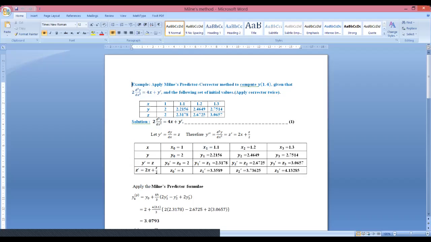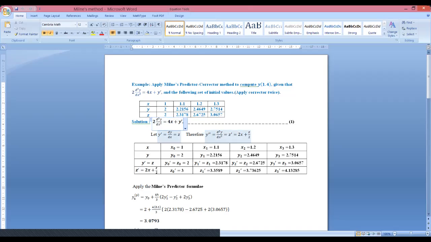Apply Milne's predictor corrector method to compute y of 1.4 given that 2 times d2y by dx square plus 4x plus y dash, and the following set of initial values. So this set of initial values is given to us along with the differential equation. Now we need to apply Milne's predictor corrector method to compute this second order differential equation at x equal to 1.4. Now what we do is reduce this second order differential equation to ordinary differential equations.